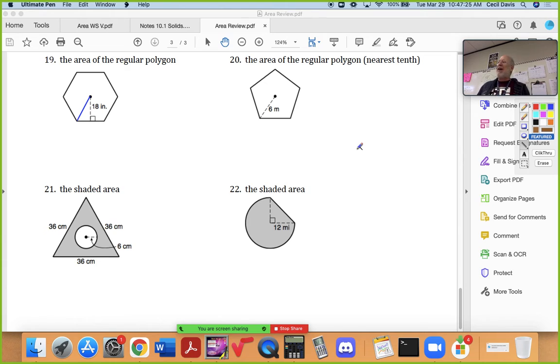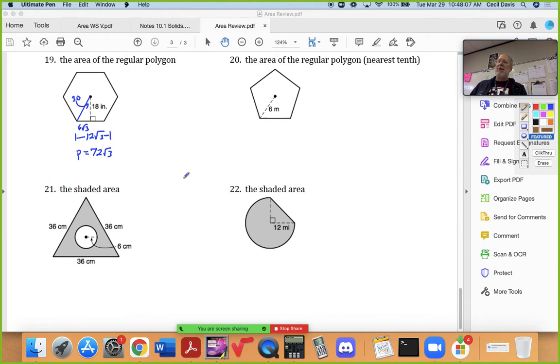Okay, so what's the central angle in a hexagon? Right, so this angle is 30. So what side of the 30-60-90 triangle do we have? So how long is the short leg? 6 square roots of 3. Good. So the whole side will be 12 square roots of 3, and the perimeter will be that times 6, which is 72 square roots of 3.